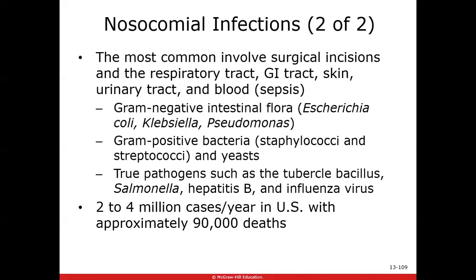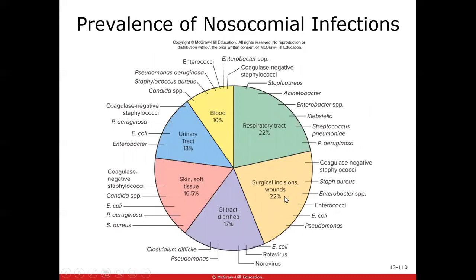The most common involve surgical incisions and the respiratory tract, GI tract, skin, urinary tract, and blood. Then you have gram negative intestinal flora, gram positive bacteria, and true pathogens such as the tubercle bacillus, salmonella, hepatitis B, influenza. You'll get those in nosocomial infections. We have about 2 to 4 million cases per year in the United States, with approximately 90,000 deaths from hospital acquired infections. This is just a chart that looks at the types of infections that you can get from the hospital. The reason a lot of hospital acquired infections are so prevalent is because when people go to the hospital, they're typically immunocompromised, so if they get exposed to just about anything, they're susceptible to catch it.